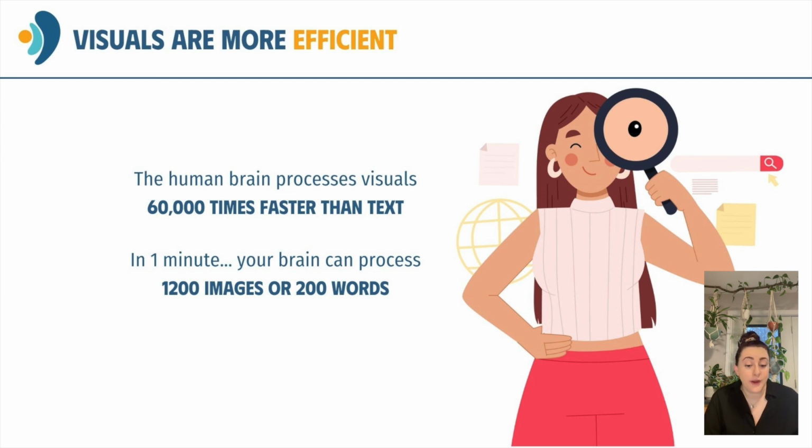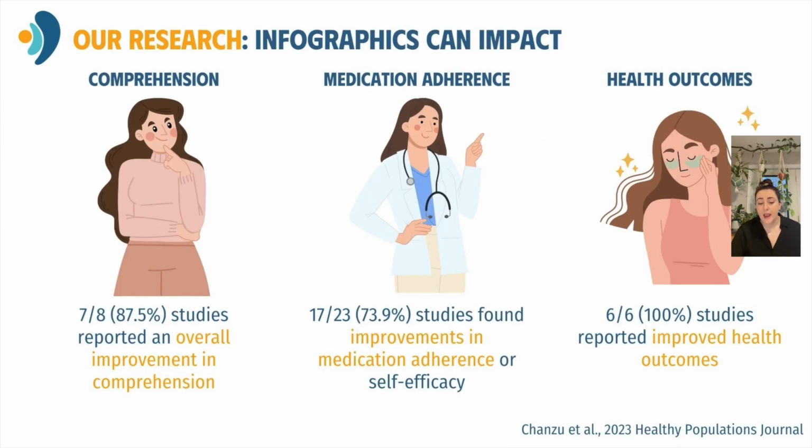So in 1 minute, your brain could process 1,200 images or just 200 words, and that's for an average English reader. At Designs That Sell, we've done our own research as well. We've looked into the studies that have evaluated the use of infographics or pictograms to communicate things within a health context. So this might be adherence to medication, explaining why a patient might need this medication. And when we looked at the studies that had actually tested the use of infographics or pictograms, what we found was an overwhelming result in favor of using these to help with a multitude of different outcomes.